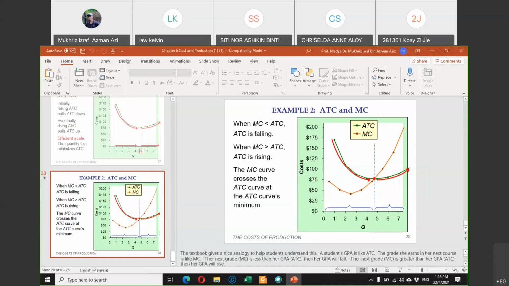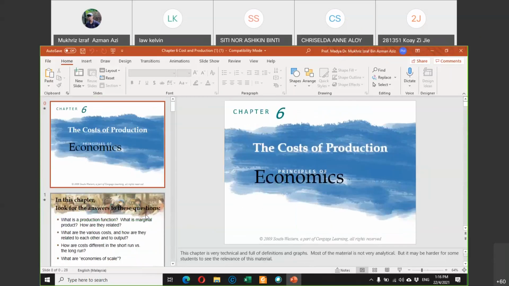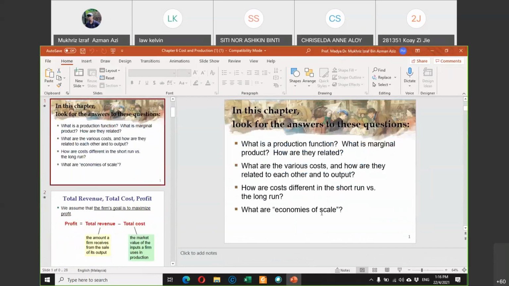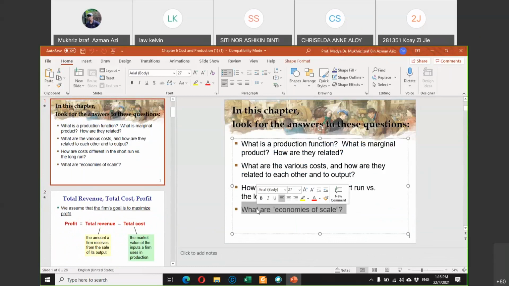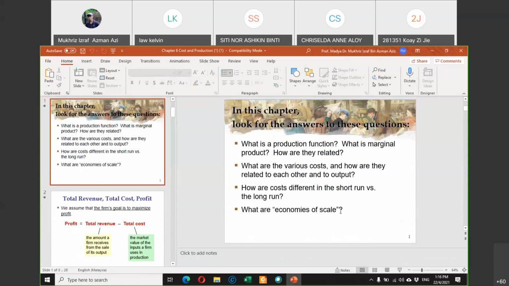Also in the beginning of the slide, we mentioned the concept of economies of scale. Of course, there is no slide or points covered in this PowerPoint, but you can search on the internet what economy of scale is. So I will just explain briefly on this concept.